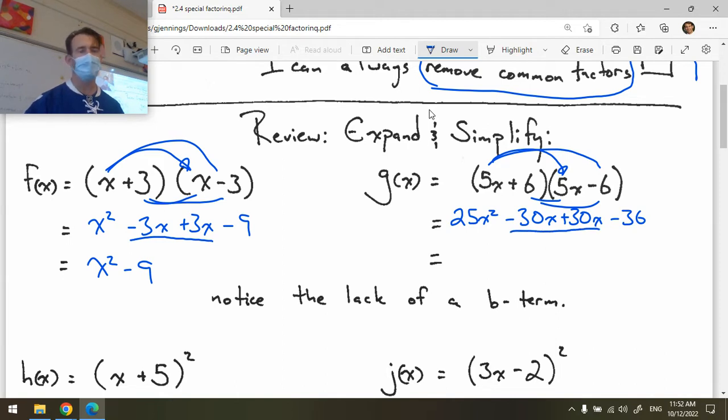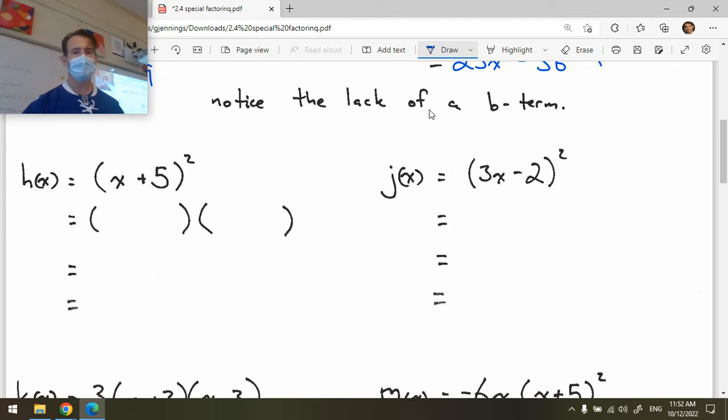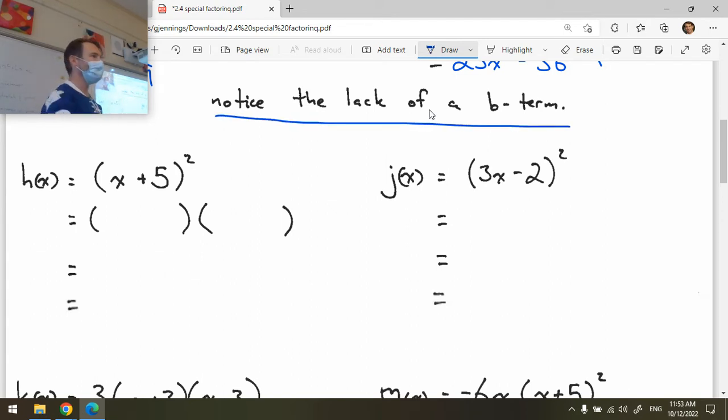So these two terms will cancel out. Negative 30 of something plus 30 of something will always be 0. It's like I have 30 apples and then you take away 30 of my apples. Why do you need all my apples? Why couldn't you have left me with 1? Okay, so that's just going to be 25x squared minus 36. Keep in mind that this middle term can disappear when your factors start looking like that. Notice that the contents of the brackets are the same, but the signs are opposite in these cases. And that's why I said notice the lack of a b term. There's an ax squared plus c, but there's no b in the standard form there.